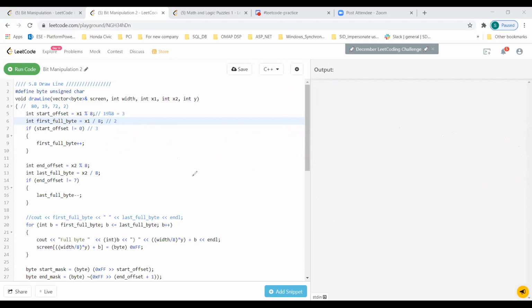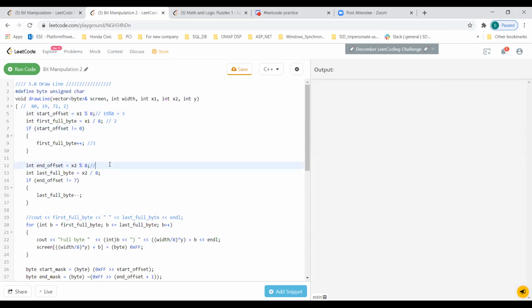So now we have found that this x is 3, the start offset, and this offset we now know is going to be 3. So the first full byte will be 3. That is what we calculated here. Same thing if we do for the y offset, that is the end side.